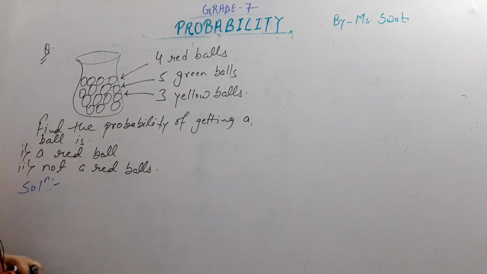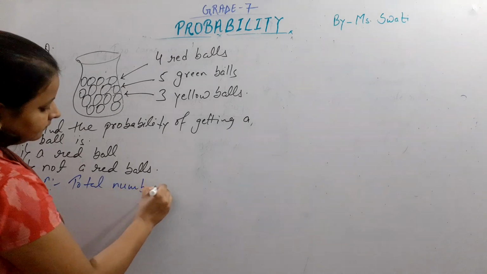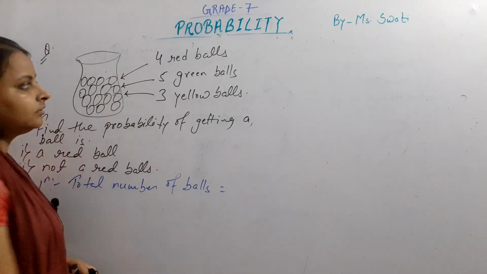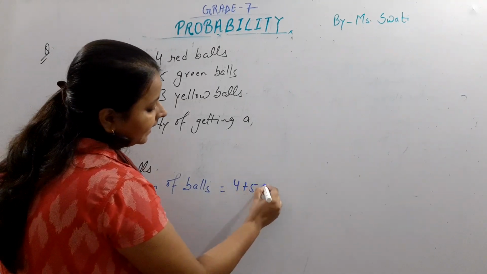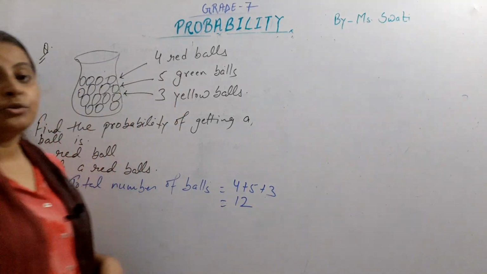So what we find out first? First we find out the total number of balls. Student, what is the total number of balls here? 4 plus 5 plus 3. And we get the total number of balls is equal to 12.